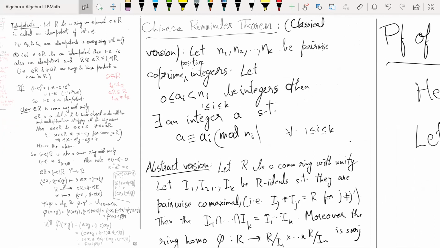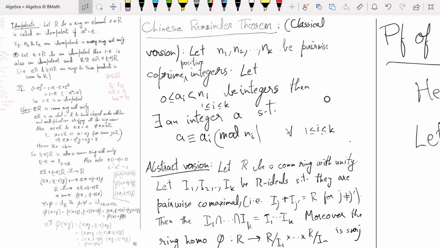Okay. So what is the classical version of the Chinese remainder theorem? I don't know if you have seen this. I hadn't seen it in my high school. I only saw it in undergraduate, but some people may have seen this in high school as well.